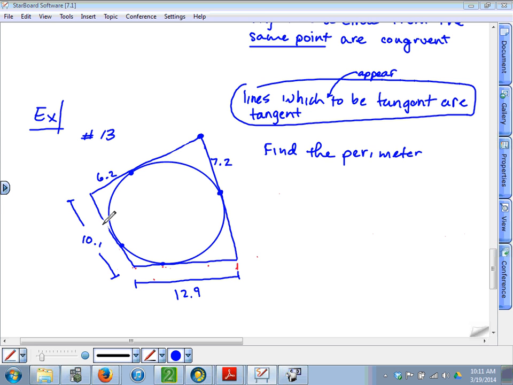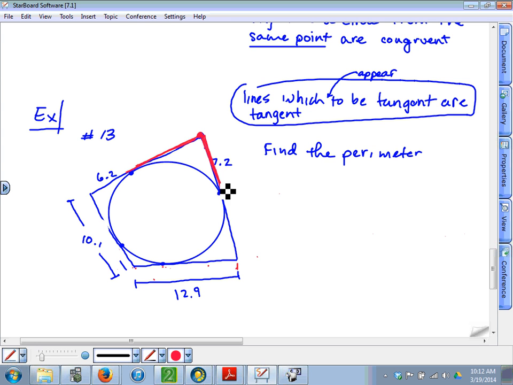So we know this entire length is 10.1. We know this entire length is 12.9. We don't know the other two lengths of this polygon, so we can't figure out the perimeter. Here's where we use the theorem. Right here, you guys. Let me do this in a different color. If I go from here to here, doesn't that look like it's tangent? Yeah. So we can assume that it is. Doesn't it also look like it's tangent from here to here? So what does that theorem say about if two lines come from the same point and they're both tangent lines?